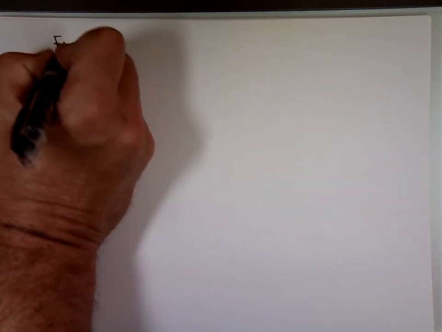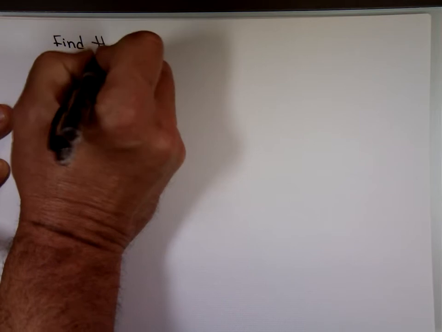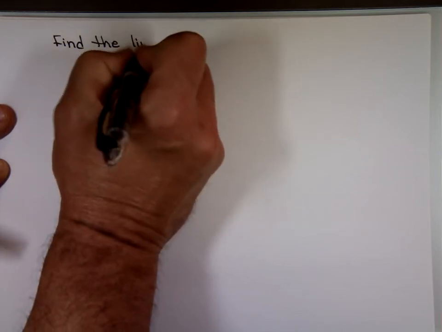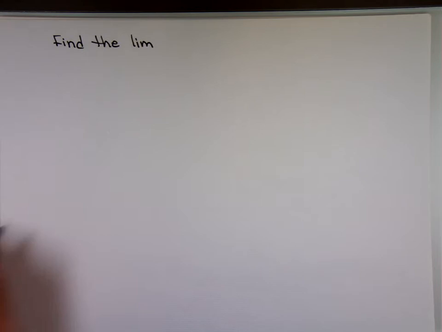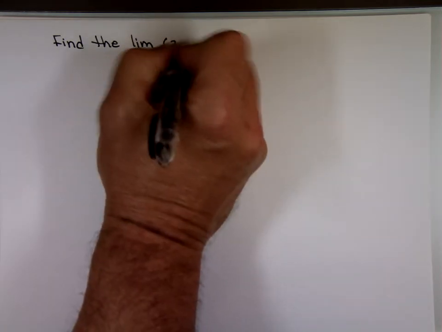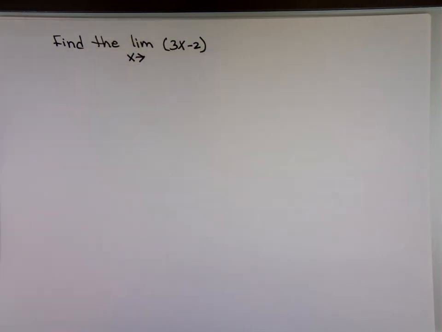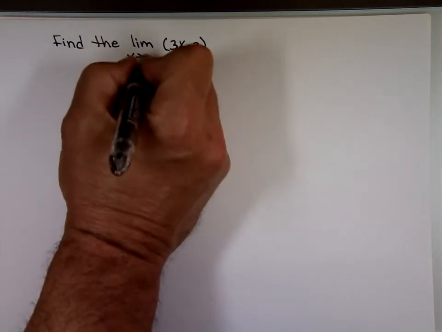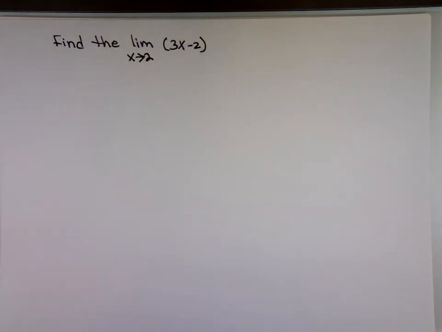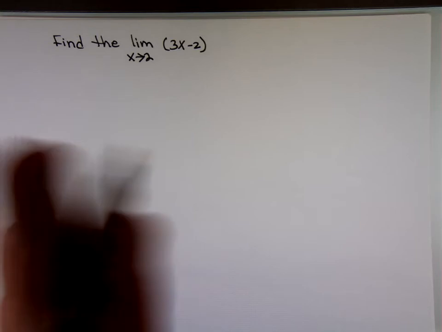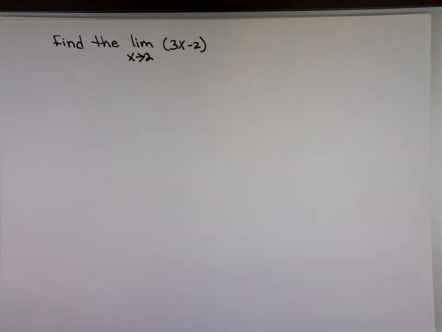Let's say the question was find the limit. So this is chapter 2. We write limit, L-I-M, the limit of 3x minus 2 as x approaches, let me pick a 2 here. For now, I'm going to show you there's a shortcut to that, but for now, we're going to make a table of values.